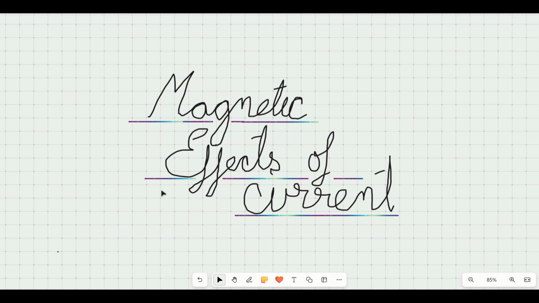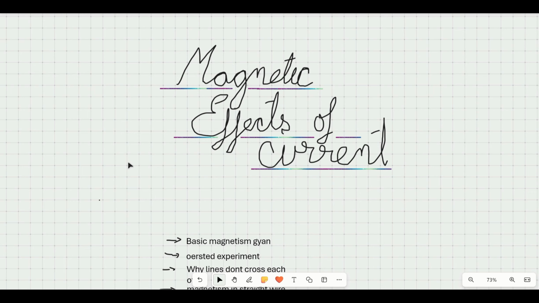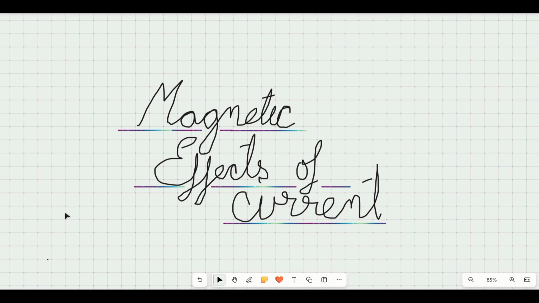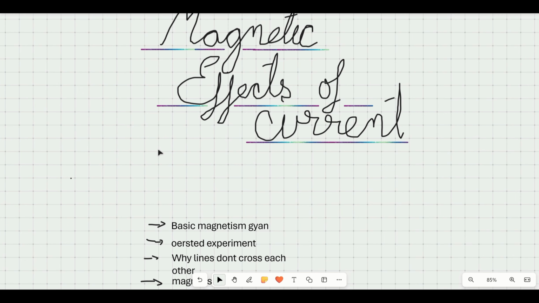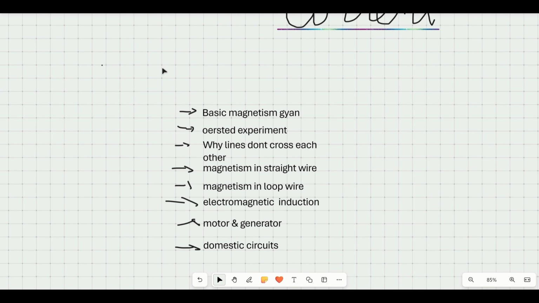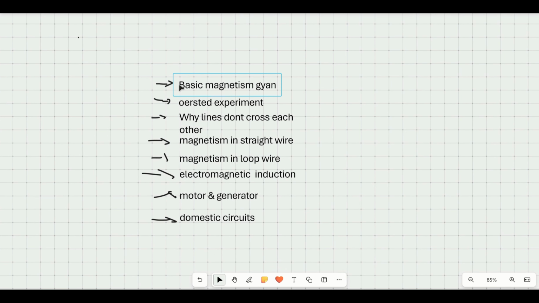Okay, so let's start. Today we are going to learn a very interesting chapter, which is magnetic effects of electric current. In this chapter we will learn the following things. First is the basic magnetism wala gyan, the basic knowledge that we should have about magnetism. Next, the Oersted experiment, the experiment done by Hans Oersted. Then, why lines do not cross each other? It is a very small topic. I hope you guys already know this, but still, I will teach it again in my way.